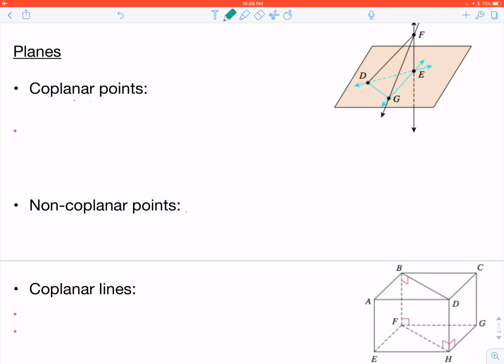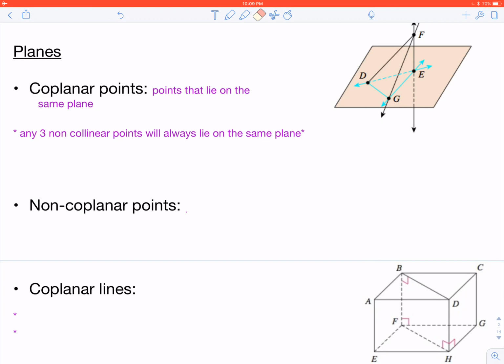Hey folks, I'd like to continue with our terminology that's used in geometry. So we are discussing the concept of planes. If I have coplanar points, these are going to be points that lie on the same plane. Just a side note on this, any three non-collinear points are always going to lie on the same plane.